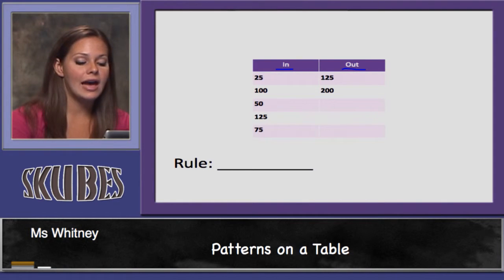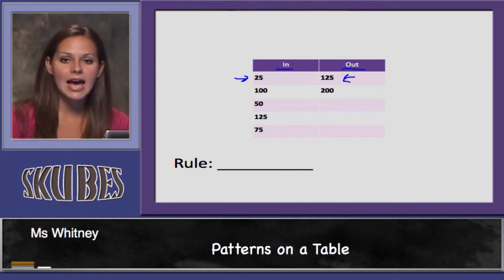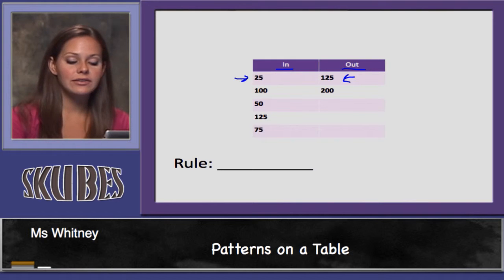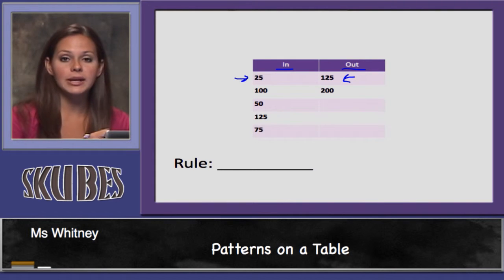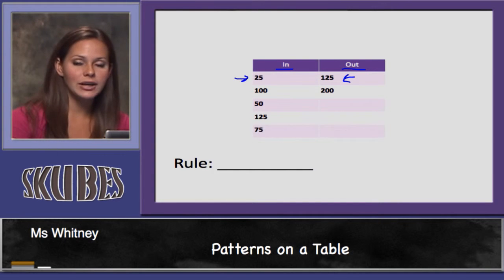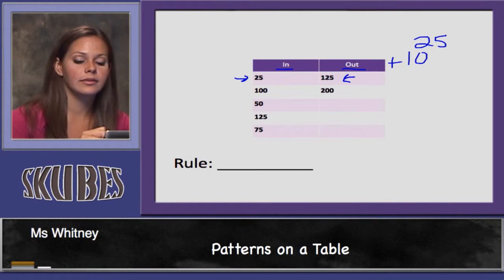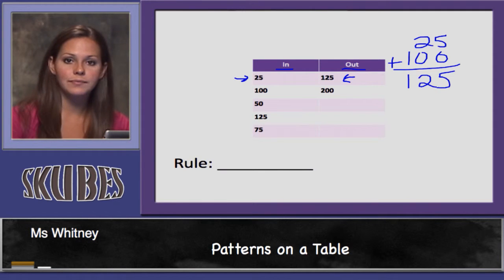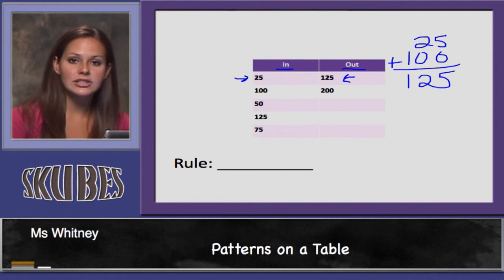In the in column, I have 25. In the out column, I have 125. I need to ask myself, how does 25 get to or become 125? If I take 25 and I add 100, I will get 125. Let's look at the next row.